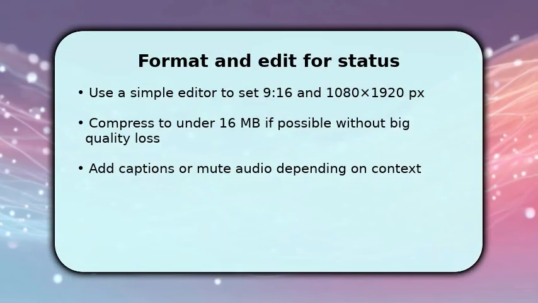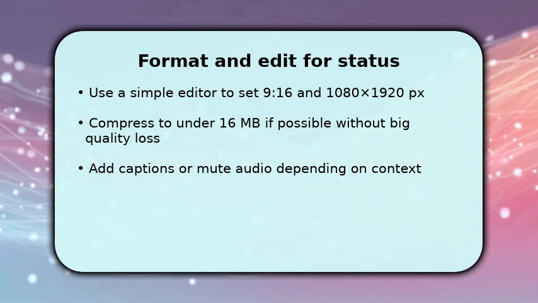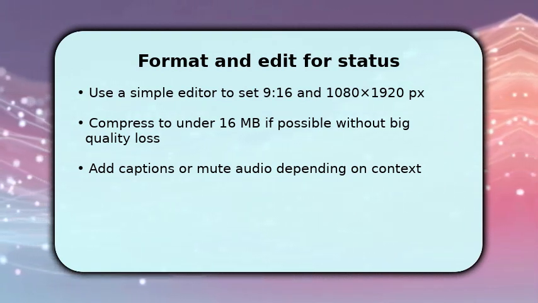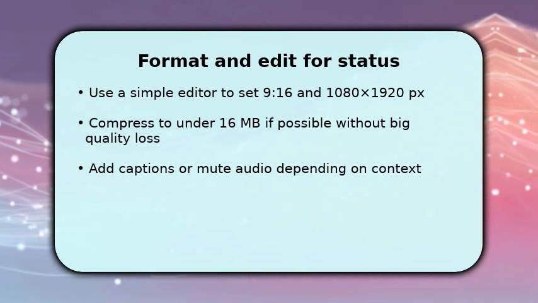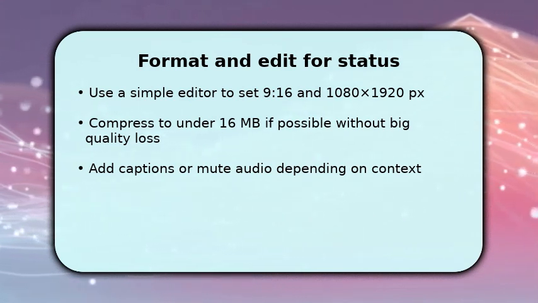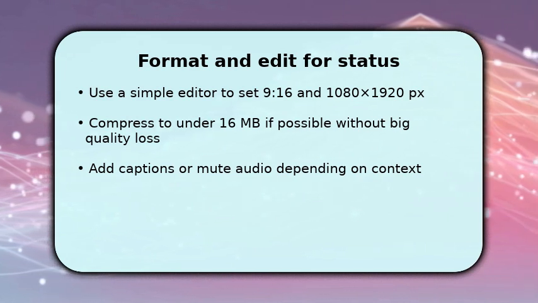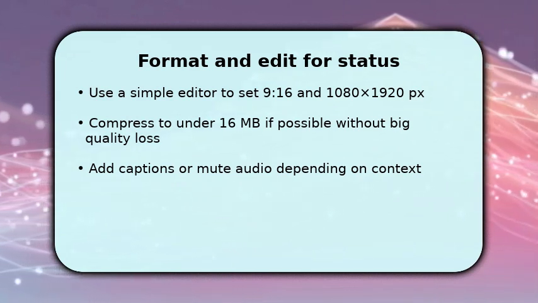Next, you format and edit the saved short so it looks native in WhatsApp. Open any basic video editor, set the canvas to 9:16 and export at 1080 x 1920 pixels. This preserves vertical framing. Once done, compress the file smartly so it stays under WhatsApp's upload comfort zone.